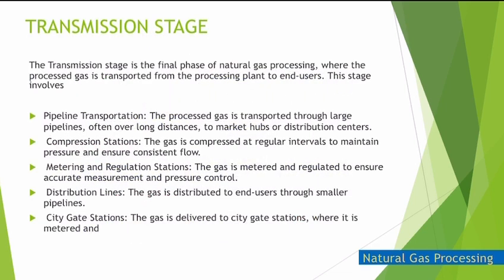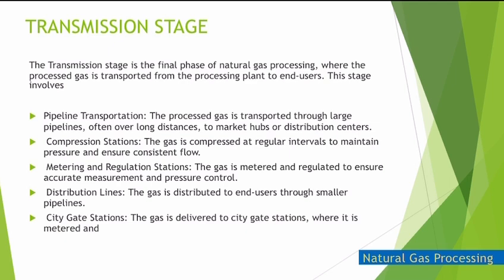We move to the transmission stage. The transmission stage is the final phase of natural gas processing, where the processed gas is transported from the processing plant to end users. This stage involves, one, pipeline transportation. The processed gas is transported through large pipelines, often over long distances, to market hubs or distribution centers.